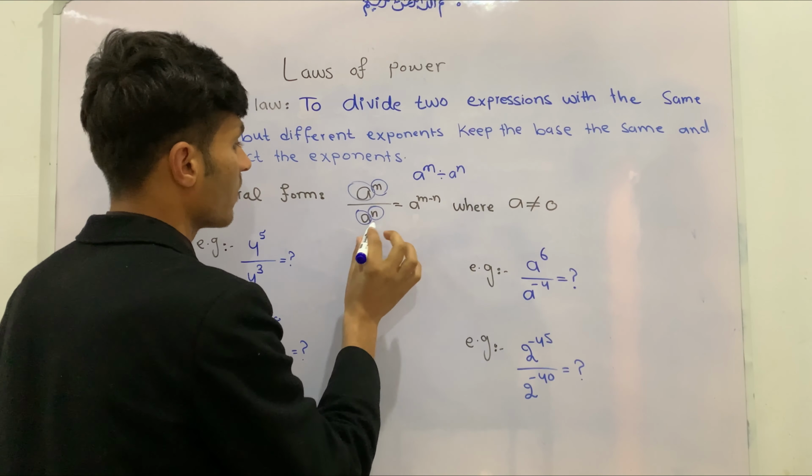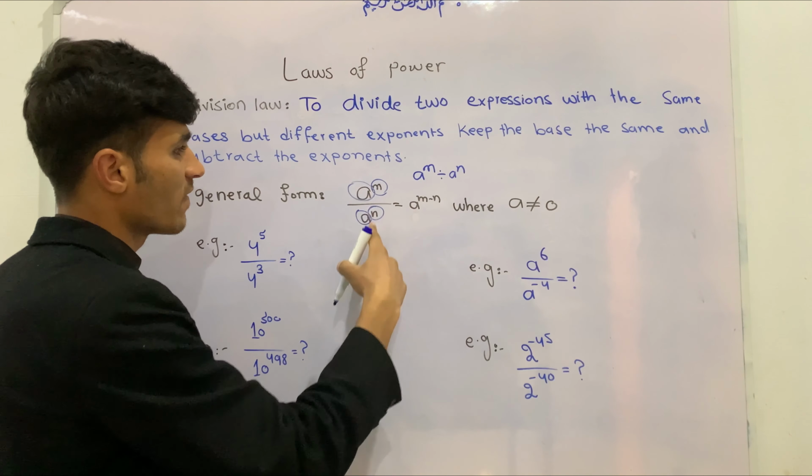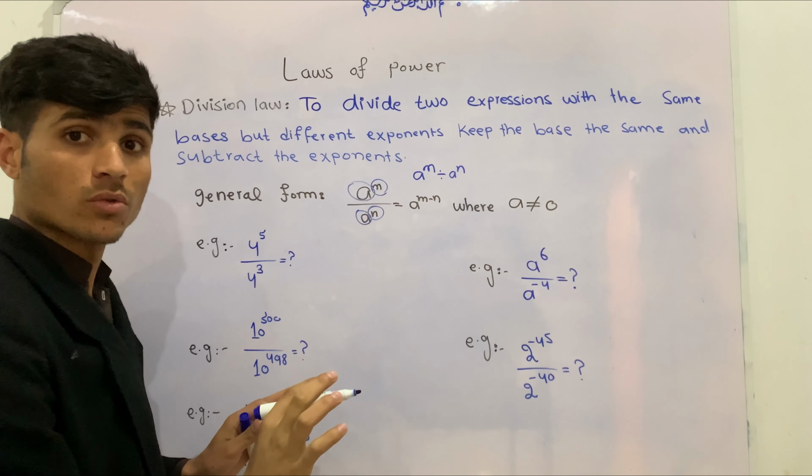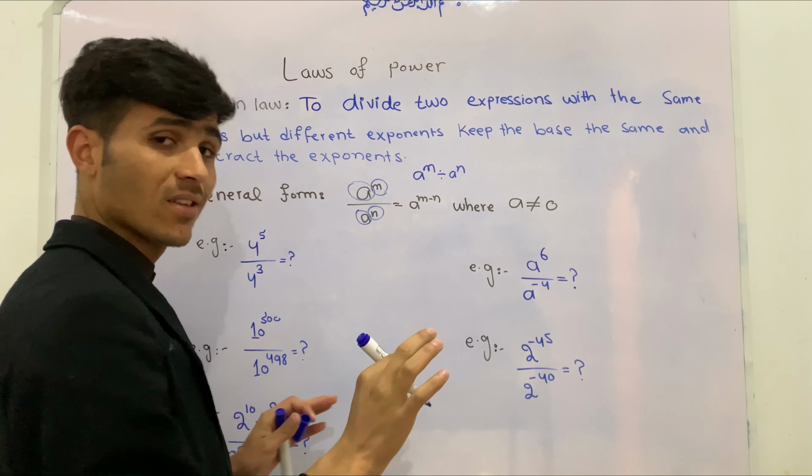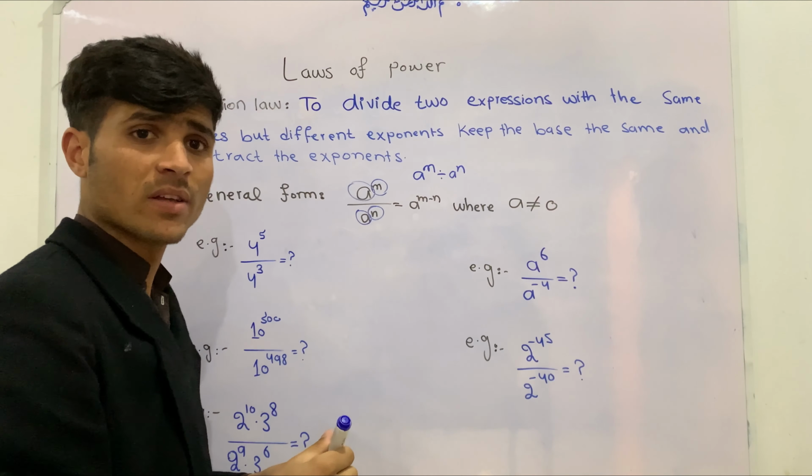If a is 0, then any number divided by 0 is, sorry, undefined. Then we can't solve it. We can't work with such problems.